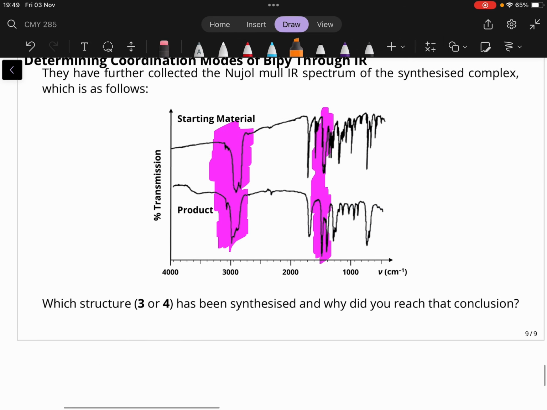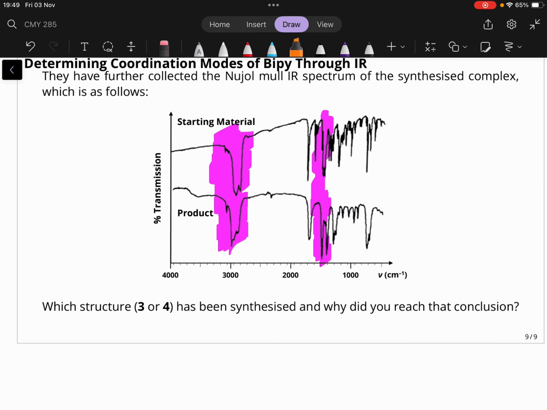So the two IR spectra that we're given, the one with the starting material. And we know typically carbonyls are going to lie in the 2000 to 1500 per centimeter range. So in this general area here is what we're concerned with. And we see there are two peaks there. The one in the reagent is this one, and the one in the product is that one.